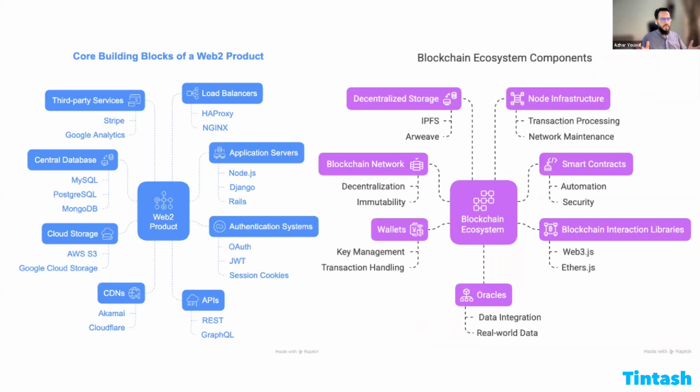And here's a side-by-side comparison. On the left, you have the core building blocks of a Web2 product, and on the right, you have blockchain ecosystem components. And what I want to do right now is to take a short example of maybe building a social application. So for example, if you wanted to build Facebook or Instagram, what building blocks will you have in a Web2 product, and what building blocks will you have in a blockchain ecosystem?